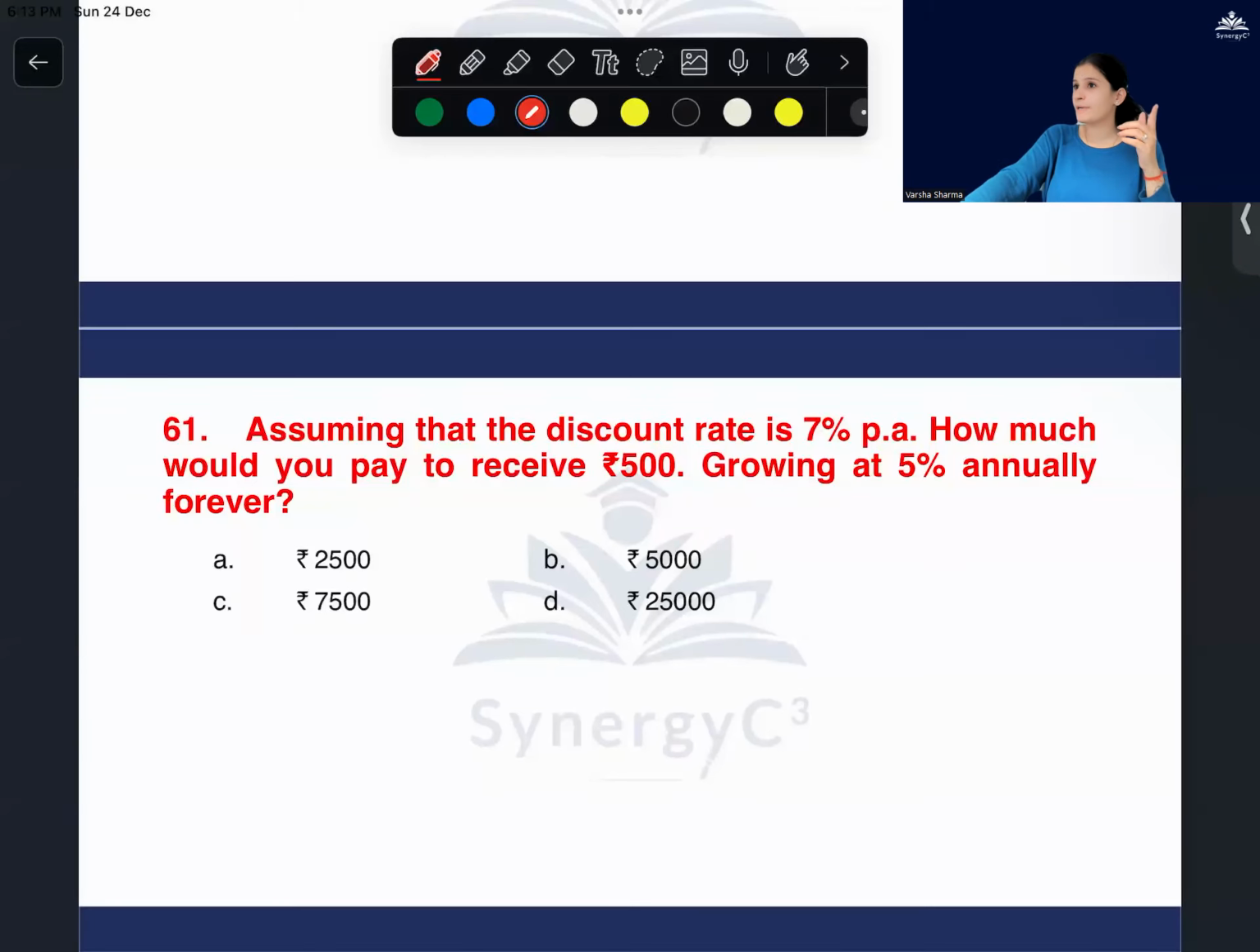This is the sum of growing perpetuity. The nominal rate is 7%, growing at the rate of 5%. So what will be my net rate? 2%. So what will be the perpetuity of rupees 5? Present value of the perpetuity amount of 500 at 2%. 500 divided by 2%, which is 25,000. 500 divided by 2%.